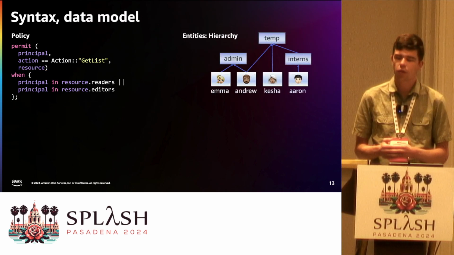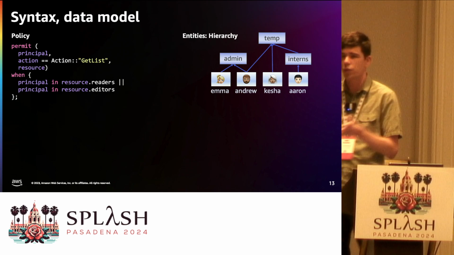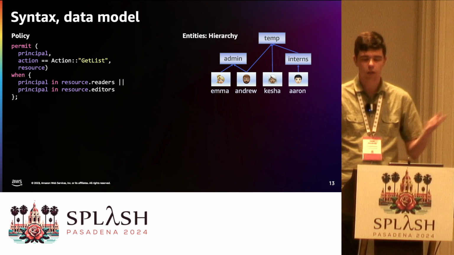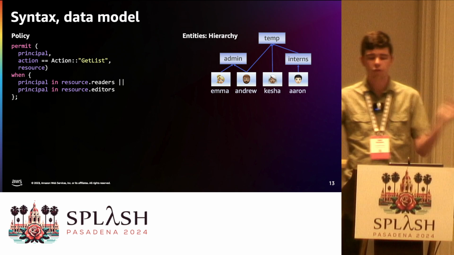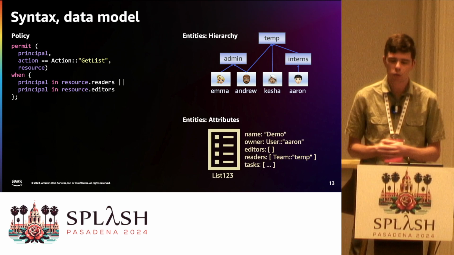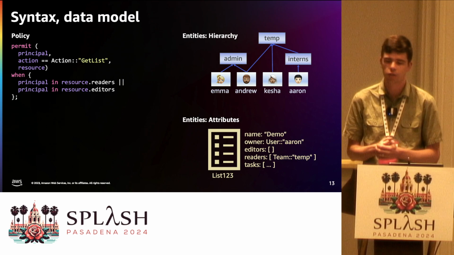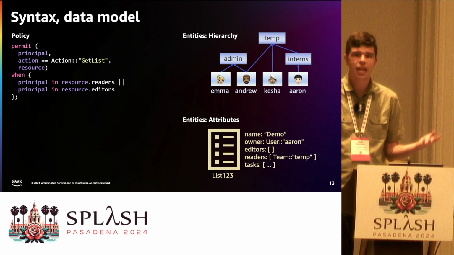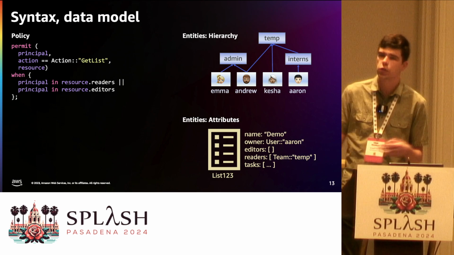Cedar policies are evaluated over an entity hierarchy. So in Cedar, principals, actions, and resources are all entities, and entities can be members of other entities, including recursively. So here we have a bunch of user entities that are members of team entities, which are themselves members of other team entities. And entities also have attributes, which have a name and then a type, a value of any type in the Cedar type system. So in our case, list entities have attributes like name of type string and owner of type user. So that's actually a reference to another entity in the hierarchy.